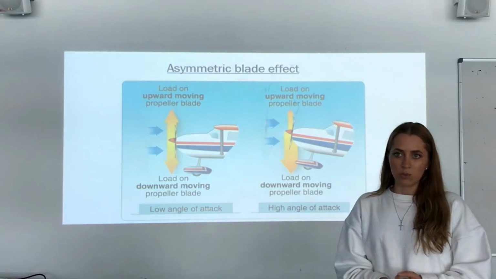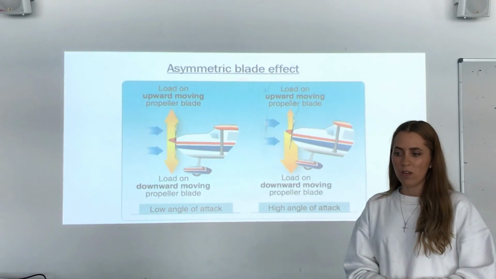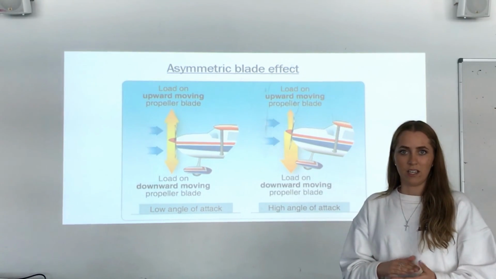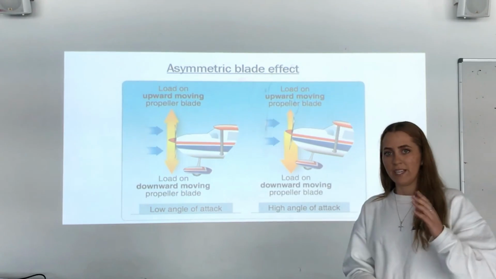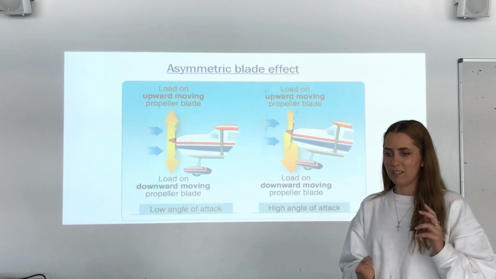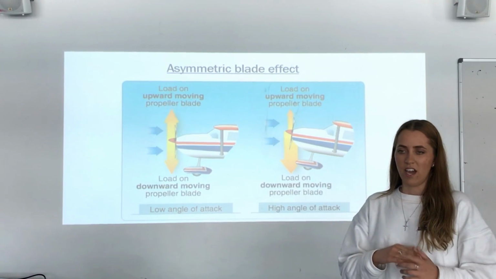In a nose wheel aircraft, there is little or no asymmetric blade effect at all, because the aircraft is at a level attitude to begin with, meaning the up-going and down-going blades travel the same distance in the same time, and the angles of attack are the same as well.